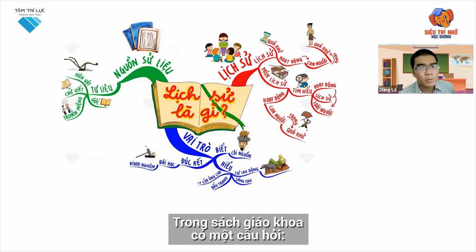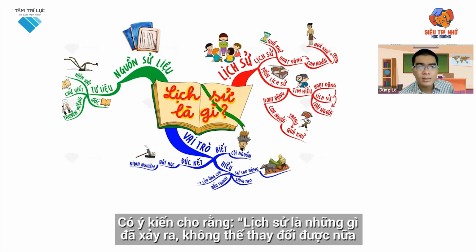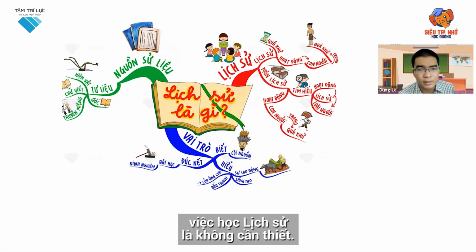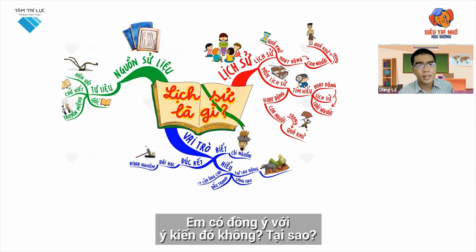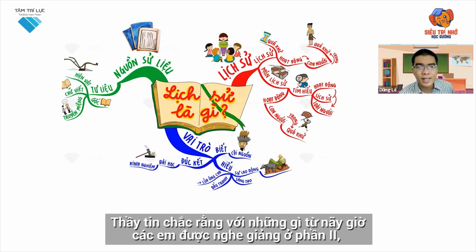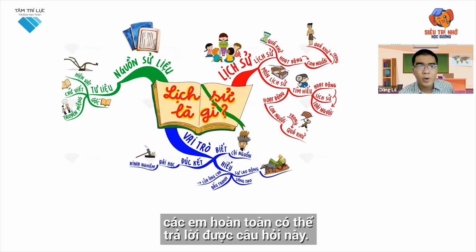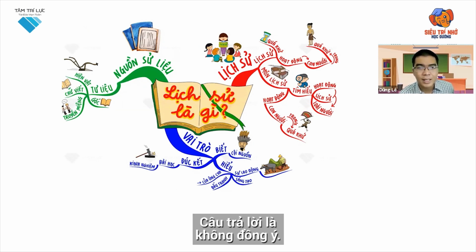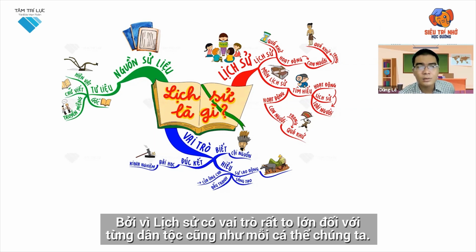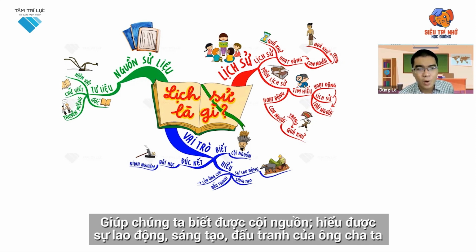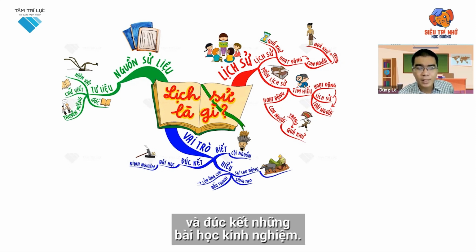There is a question in the textbook. Someone claimed that history is what happened. It cannot be changed. It is not necessary to study history. Do you agree with that statement? Why? I am sure that with what you have heard so far in part 2, you can answer this question. The answer is no, because history has a great role for each nation as well as each of us. It helps us know about our origins, understand the work, creativity, struggle of our forefathers, and give us experience.